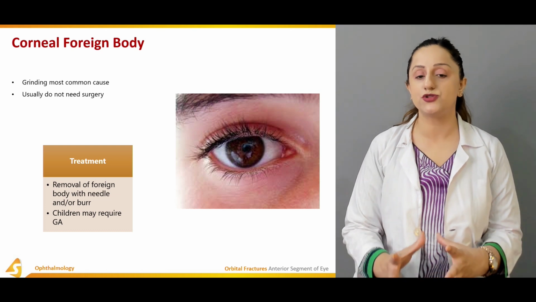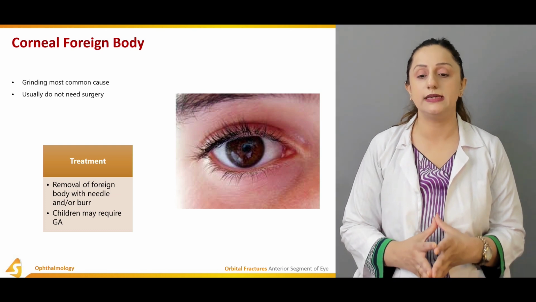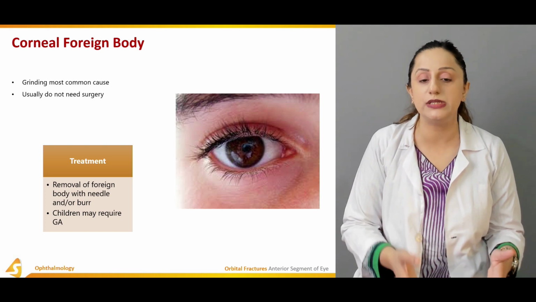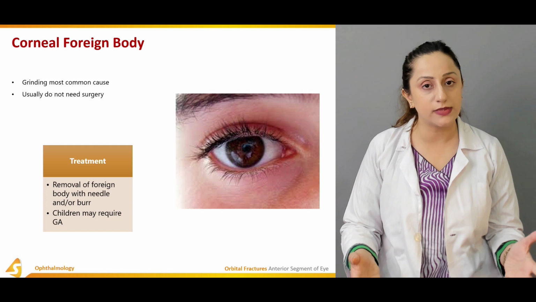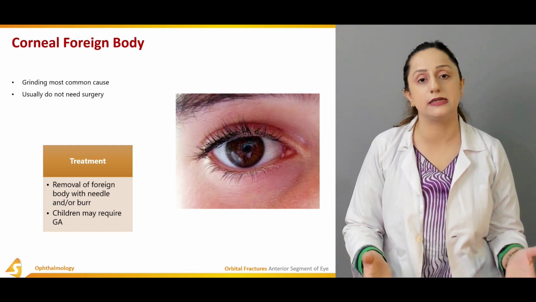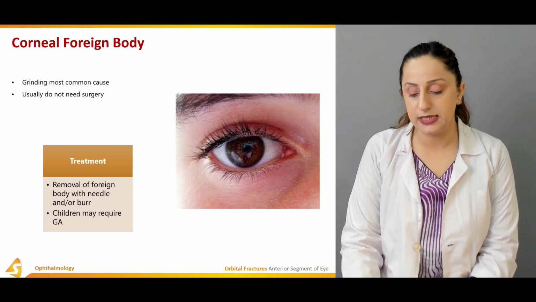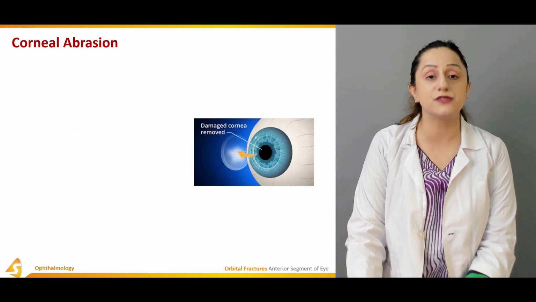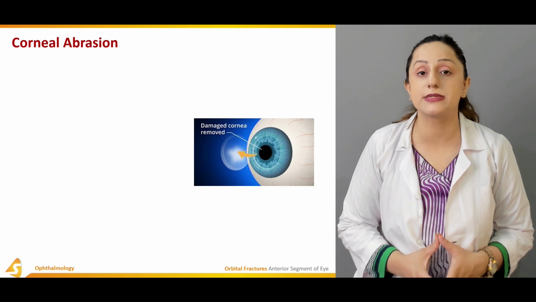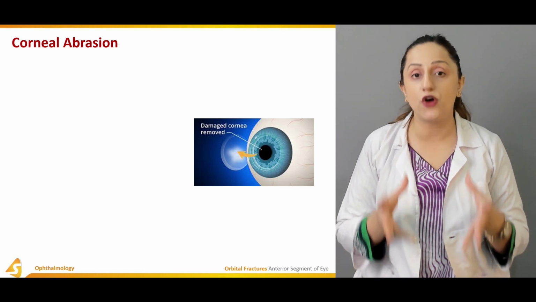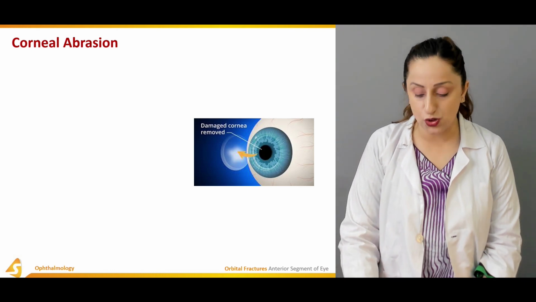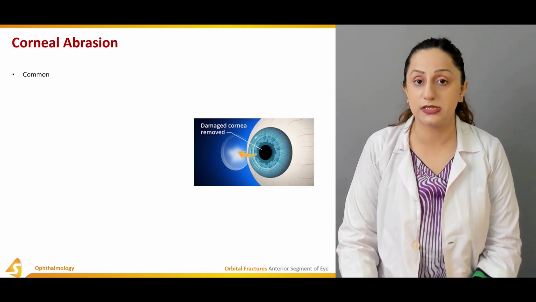So usually the treatment would include the excision of the foreign body through the burr, through the needle, and usually it is performed under local anesthesia, but in particular cases you can also perform general anesthesia. Then we have the corneal abrasions. As we've already discussed, the corneal abrasions can only be evaluated through the fluorescein staining, as it is a transparent structure. So a damaged cornea has to be evaluated in a particular way.